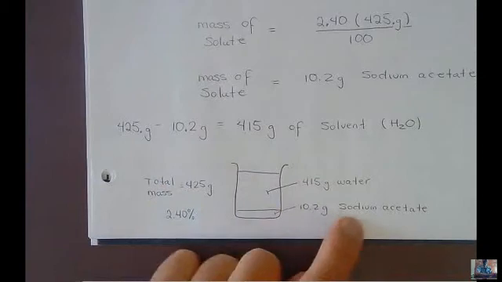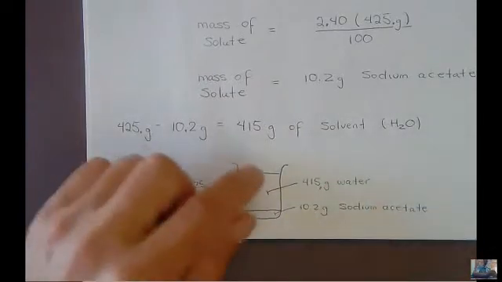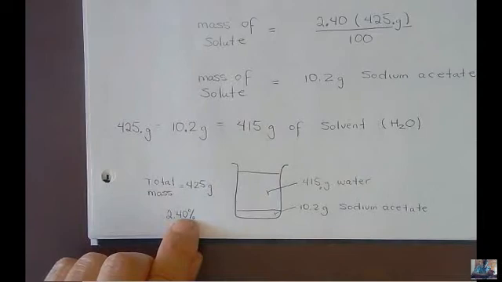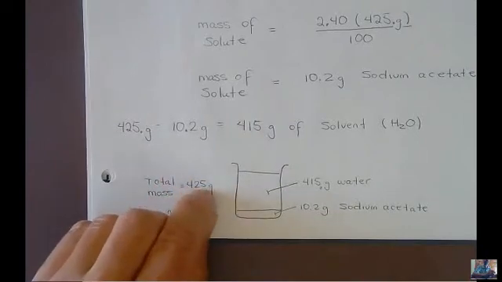So how would I make this up? I get a beaker. I take my 10.2 grams of sodium acetate. I put on top of it 415 grams of water. Mix it all up. The whole thing would be 2.40% because 2.40 is the number that you would get if you take 10.2 divided by 425, right?